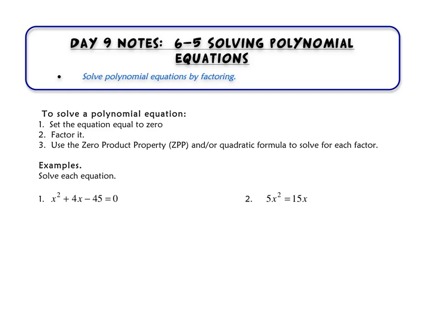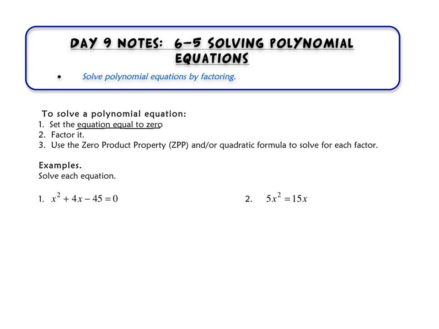So this is our second day of doing section 6.5, and today we're actually going to be solving polynomial equations by factoring. So we're going to take what we did last time, but we have to make sure that we set the equation equal to 0, then you factor it, and then finally you use the zero product property and or the quadratic formula to solve for each factor.